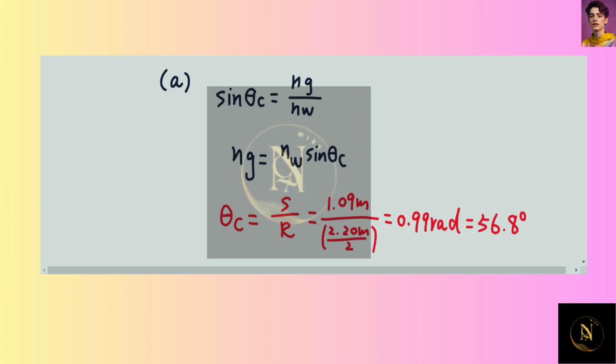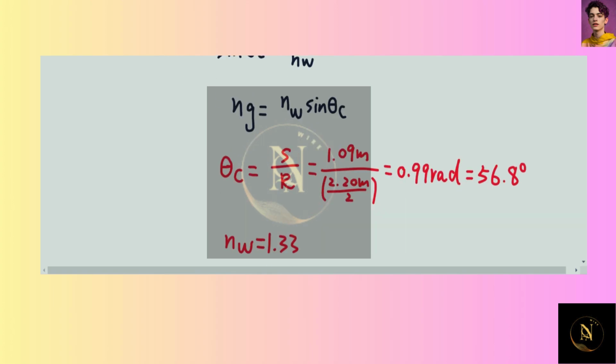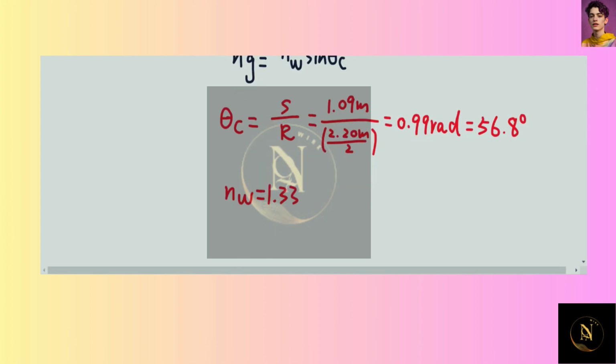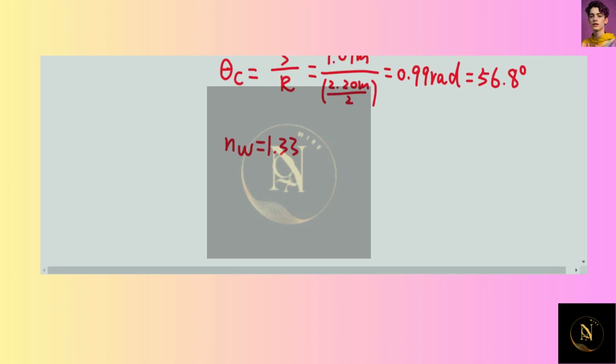And we know the critical angle can be equal to the move distance divided by the radius, which is 1.09 meter over 2.20 meter over 2. Since the diameter is given as 2.20 meter, therefore radius is half diameter, which is 2.20 meter divided by 2. So eventually we'll have theta c is equal to 0.99 radians. If we convert it to angles, it's about 56.8 degrees.